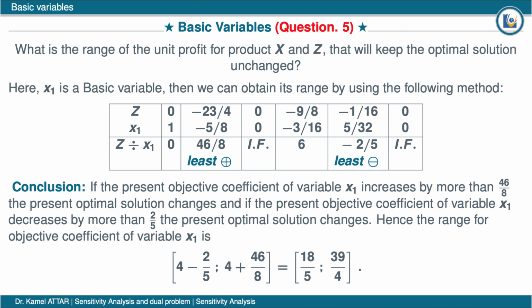We conclude that, if the present objective coefficient of variable x1 increases by more than 46 over 8, the present optimal solution changes, and if the present objective coefficient of variable x1 decreases by more than 2 over 5, the present optimal solution changes. Hence, the range for the objective coefficient of variable x1 will be as follows.